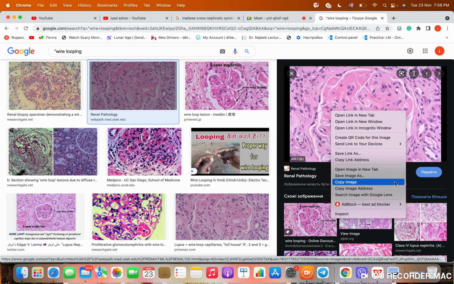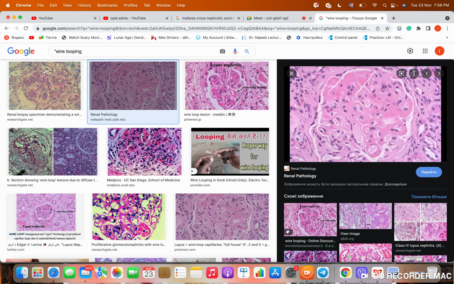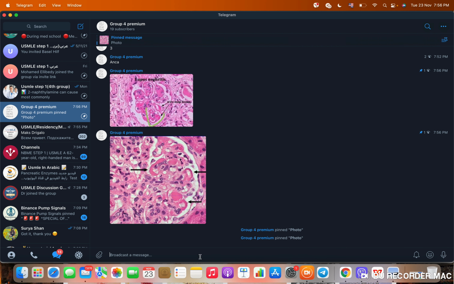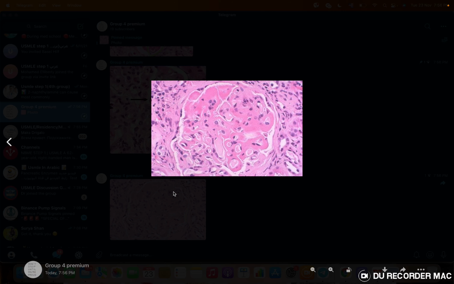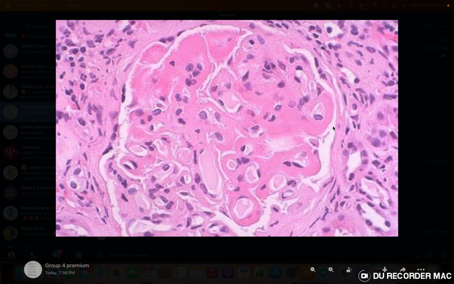Okay, one more wire looping for the team. As I said, kidney is all about seeing so many pictures. Wire looping here, wire looping here, wire looping there.